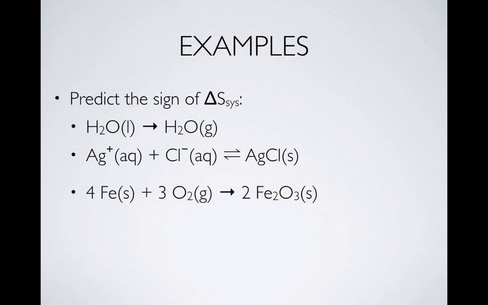This one's a little more difficult. We've got 4 iron solids plus 3 moles of oxygen gas going to 2 iron oxide solids, and a lot of different factors here. One of the primary factors we need to look at is that we have some gas molecules in the reactant, and all we have in the product is solid, and that's a huge change in entropy due to that phase change.